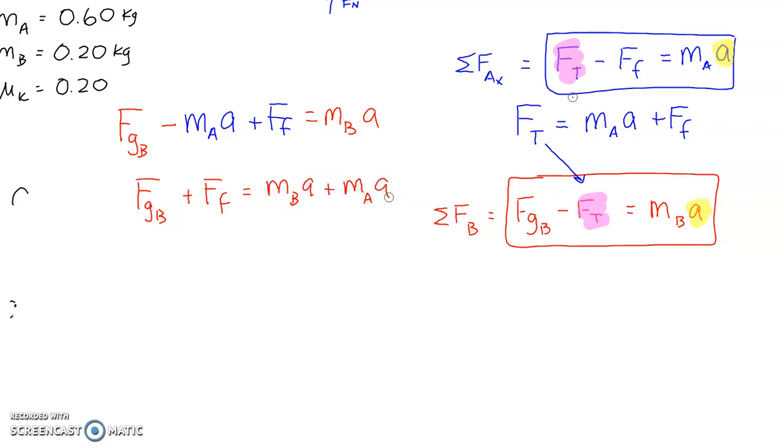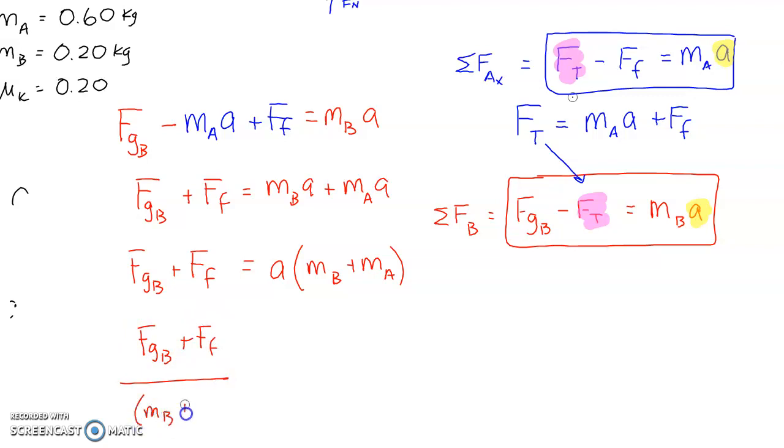Now, the next thing I'm going to do is if I want a by itself, I'm going to pull it out of both of these masses. I'm factoring it out because if I FOIL it back in, it would be the same thing there. And then I just have Fgb plus Ff. Then I can divide both sides by Mb plus Ma. So I have Fgb plus Ff divided by Mb plus Ma is equal to the acceleration. Now I just need to plug everything in.